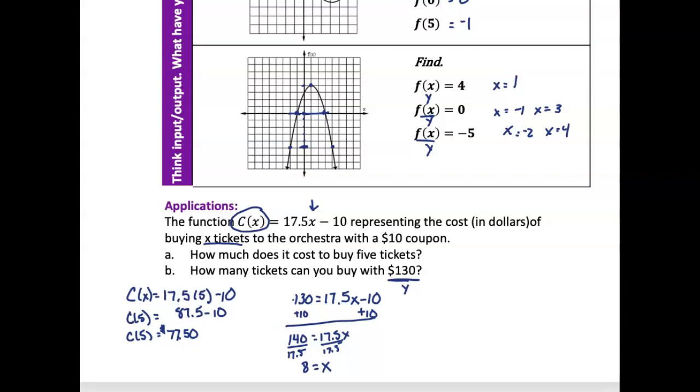Now, once we have our equation set up and we know our total, we're just going to have this two-step equation. I'm going to add 10 to both sides. 140 equals 17.5x, or $17.50 times x. Multiplying that, so I need to divide. And $140 divided by $17.50 means that 8 people get to go to the orchestra. Again, functions. All about input, output. Do I know x? If I do, I can find y. Do I know y? Then I can find x.